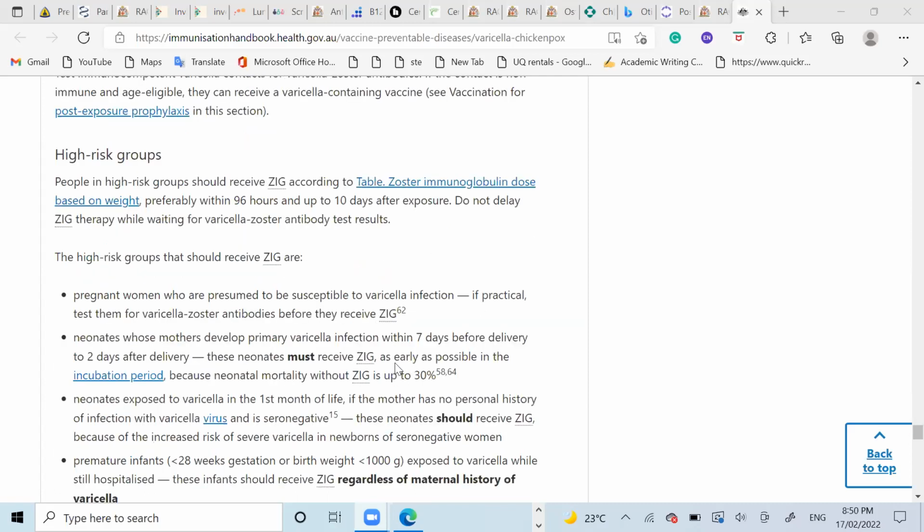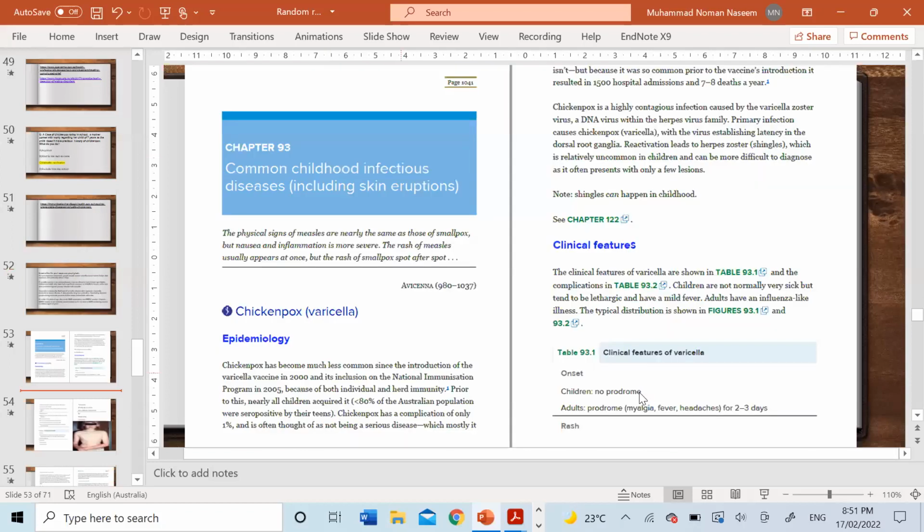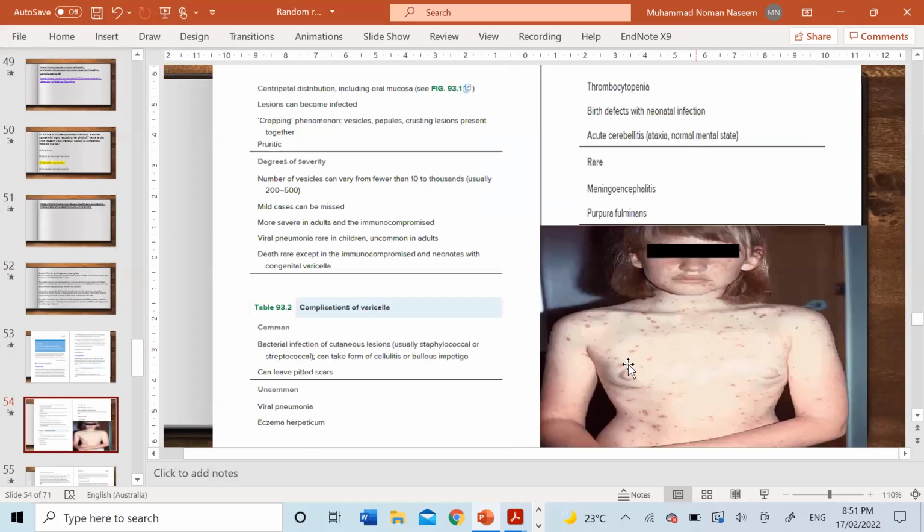We know that chickenpox is very common, highly contagious. They have no prodromal symptoms in the children, but they have some prodromal symptoms in the adults. There will be some low-grade fever, myalgia, headache, and then there will be rash. Now they will have centripetal distribution. The rash starts from the center and spreads towards the periphery. It is a vesicular rash and it has a cropping phenomenon. So we exclude these patients till the rash has dried up.